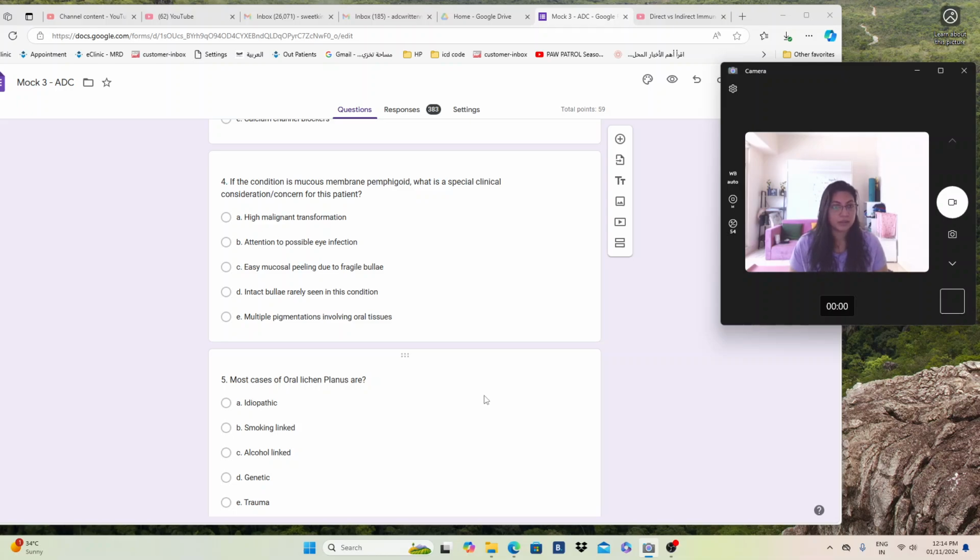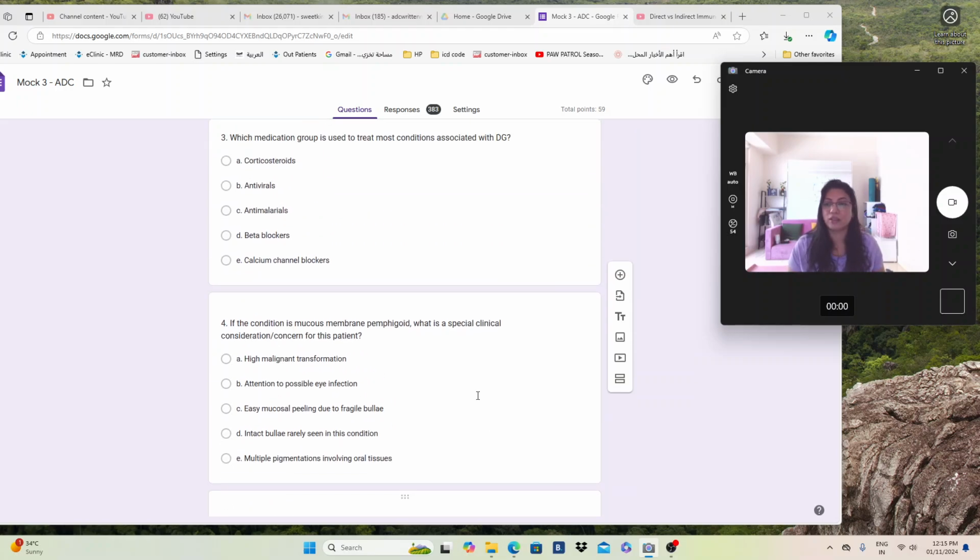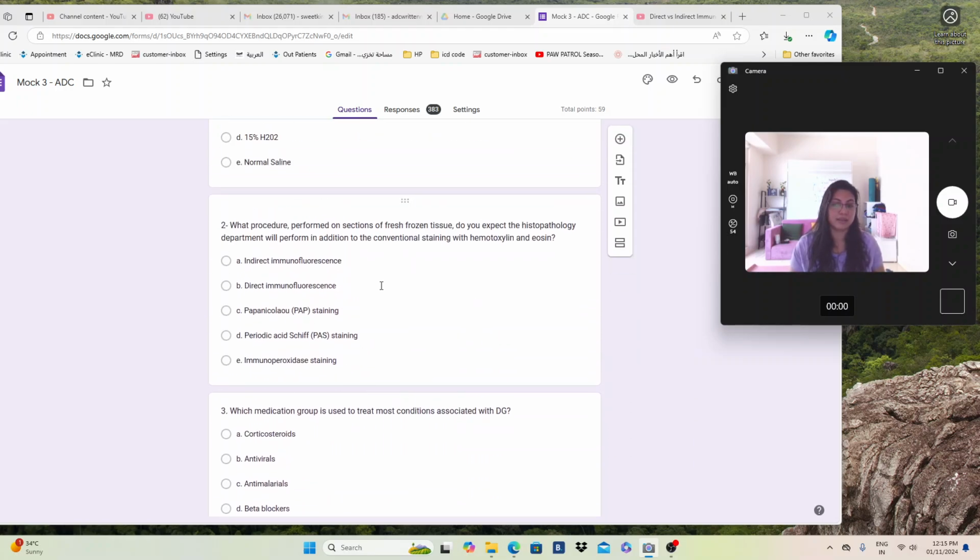So what do you learn from this scenario based question? Write it in your notes. Learn about autoimmune disorders. Learn about desquamative gingivitis and all the conditions that present their symptoms as desquamative gingivitis. Learn about the tests conducted. In fact, go back to this question. Learn about all these tests. Direct and indirect, I already explained to you. Learn more about Pap staining, PAS staining, immunoperoxidase staining, and other methods to detect various common conditions.